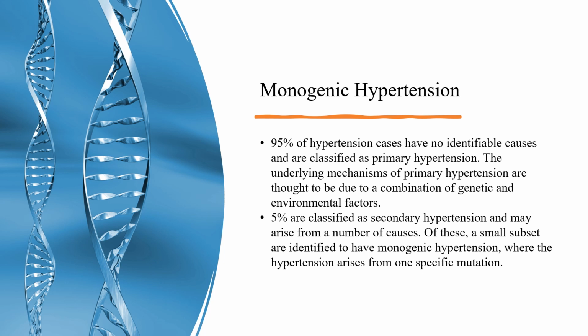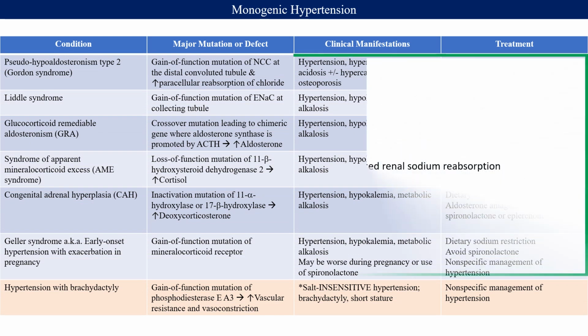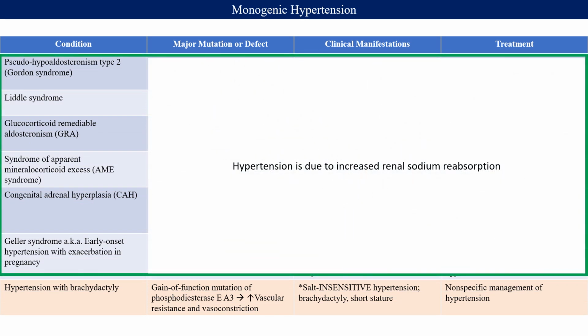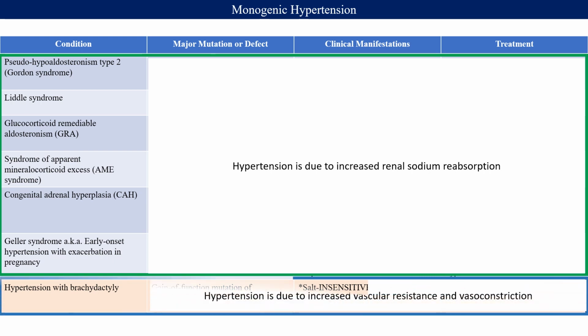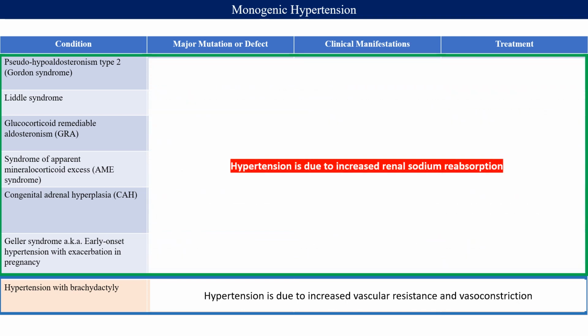Monogenic forms of hypertension are worth learning about because they can give us a greater appreciation of normal physiology and a chance to recognize and properly treat rare forms of hypertension. Monogenic hypertension is due to either increased renal sodium reabsorption or increased vascular resistance and vasoconstriction. So how do various mutations lead to increased renal sodium reabsorption and hypertension?